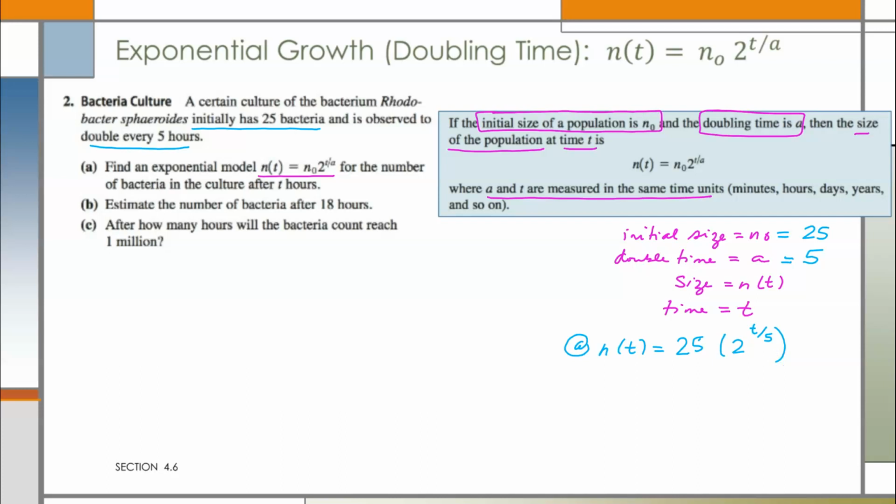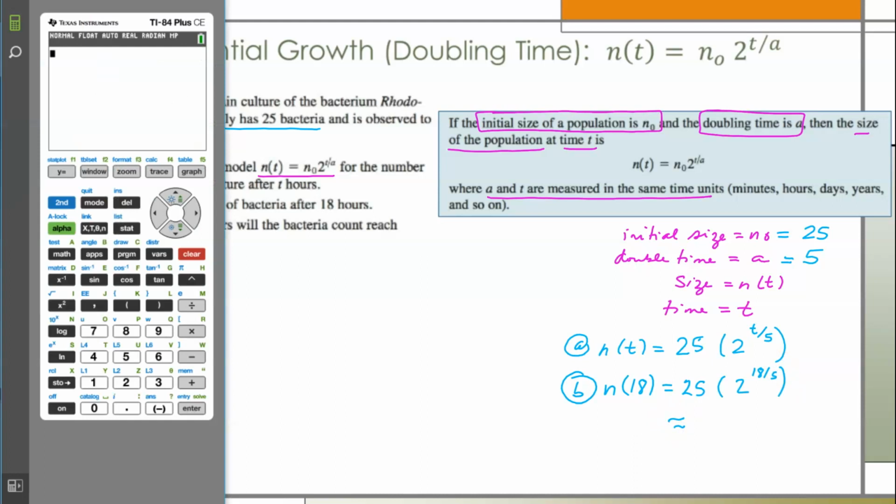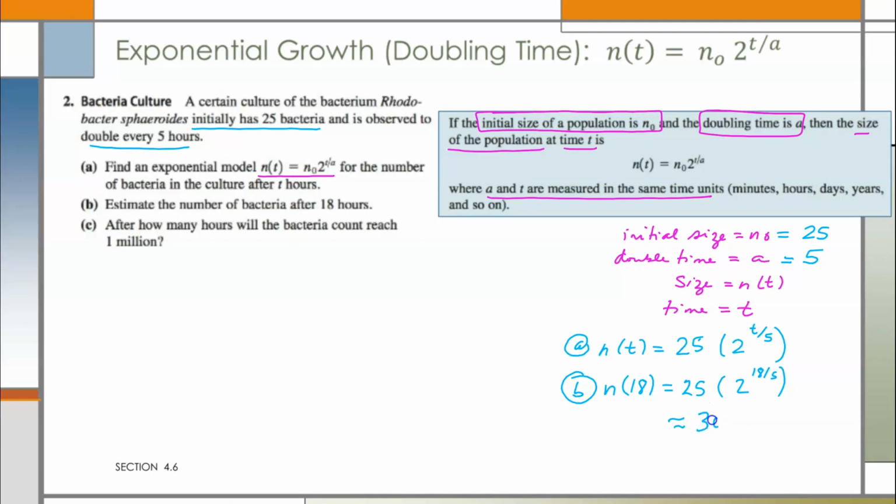Estimate the number of bacteria after 18 hours. So that would be when time is 18. So we're going to say N(18) is equal to 25 times 2 raised to the 18 over 5. Okay, so let's get that put into our calculator. We have 25 times 2 raised to the 18 divided by 5, and we get about 303.14 bacteria.